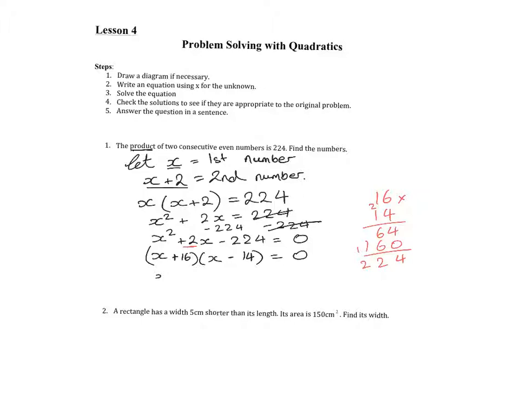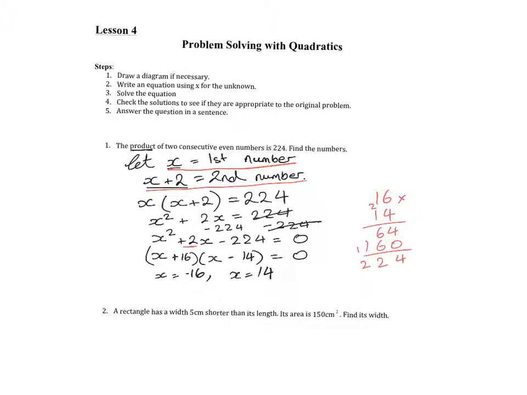So here, my solutions are x equals negative 16 and x equals 14. Now, this is where it's handy to have the definition up here. If x is the first number, then x plus 2 is the second number. So by adding 2 to both of those numbers, you get the other number. But girls, have a think about, can negative 16 and 14 be an answer?